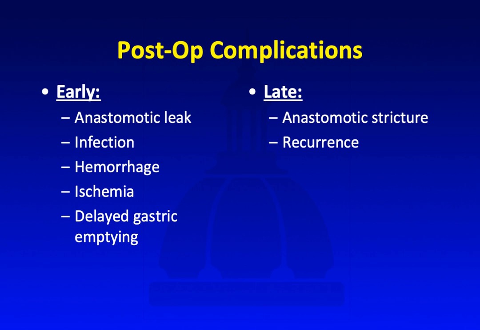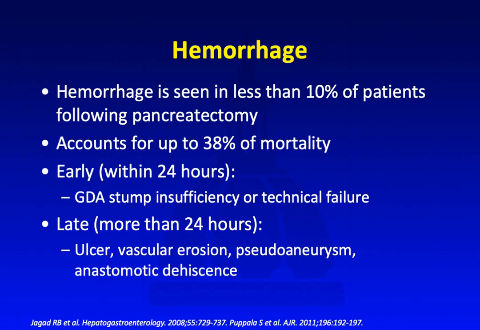In the previous segment, we talked about some of the early post-op complications, including anastomotic leak and infection. And for this segment, we're going to go over the rest of them, starting with hemorrhage. Hemorrhage is seen in less than 10% of patients following pancreatectomy, but it accounts for up to 38% of mortality. It can be broken down into either early hemorrhage or late hemorrhage.